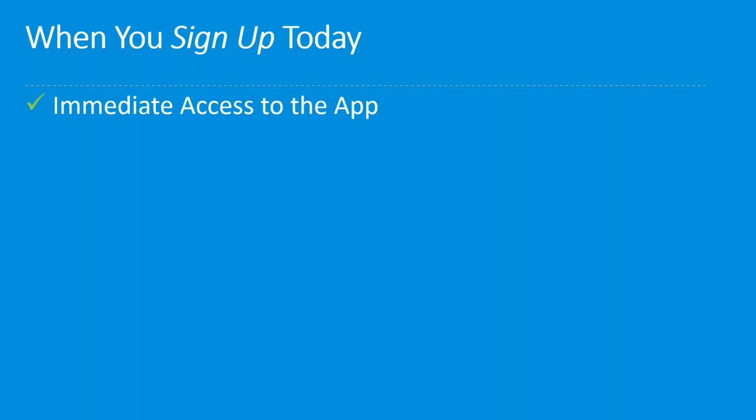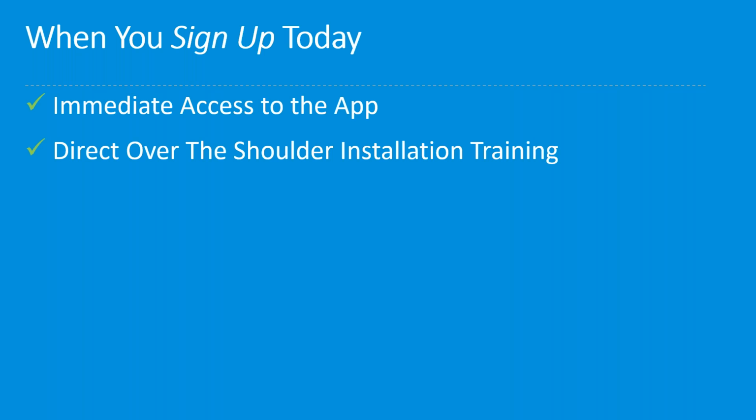So when you actually sign up today, you're going to get immediate access to the app. As soon as you sign up, you're going to go into the members area, and the app is there ready for you to load on your store immediately. You're going to get direct over-the-shoulder installation training. I actually shot the videos myself personally. They show you how to take the app, get it on your store, get it up and running, so that you can start selling products as quickly as possible.